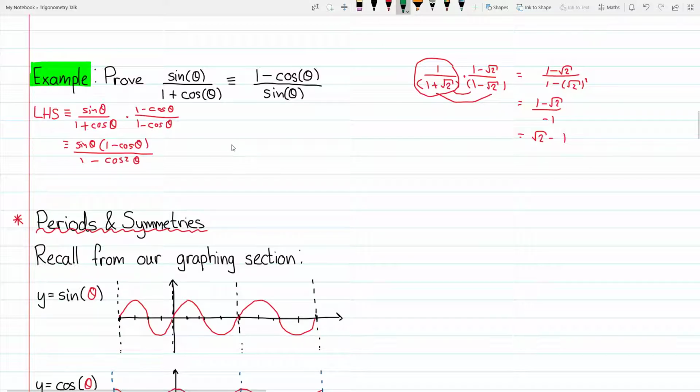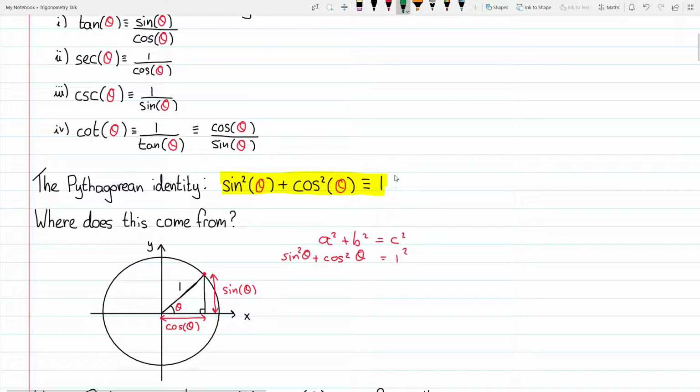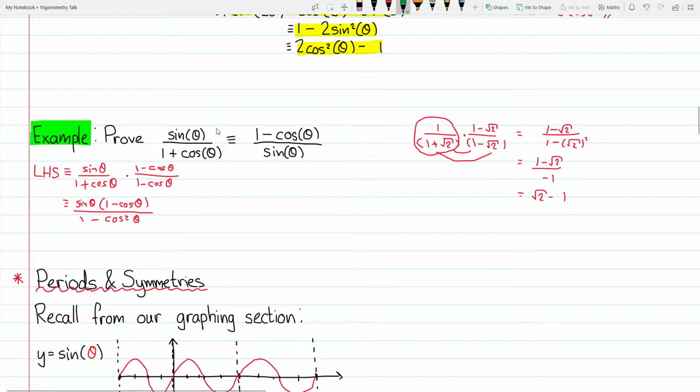And the reason we've done this is because if we look at the Pythagorean theorem, which is here, notice how if we subtract cos squared from both sides, we get that sine squared of theta is identical to 1 minus cos squared of theta. But when we look down here, we have 1 minus cos squared of theta. So the denominator, using the Pythagorean identity, is sine squared of theta.